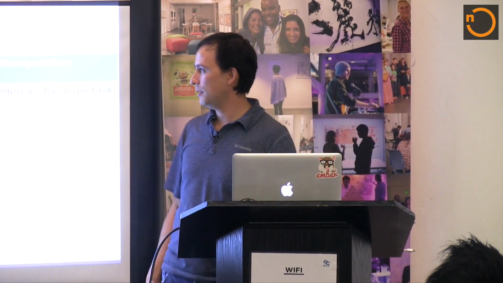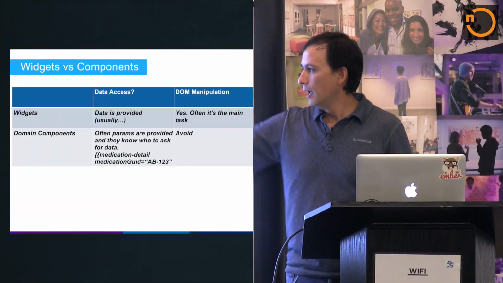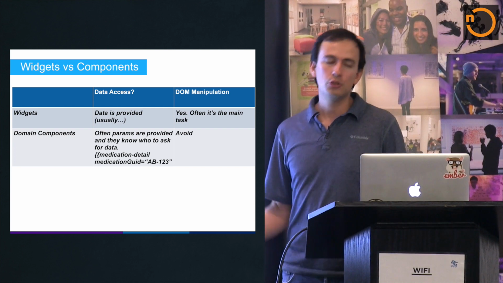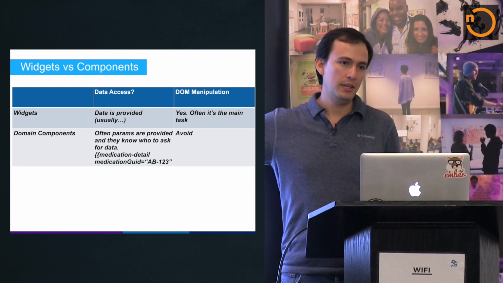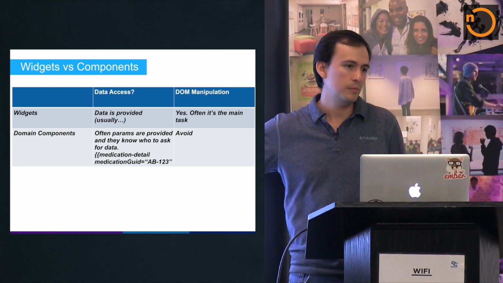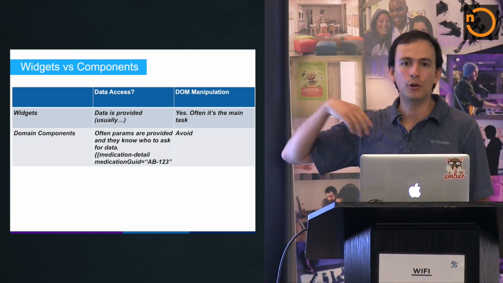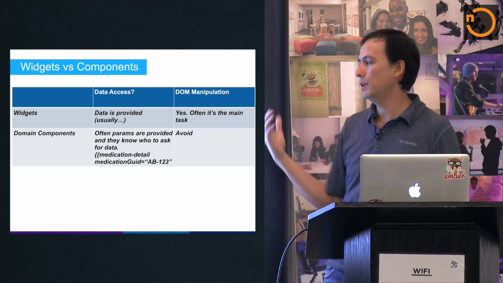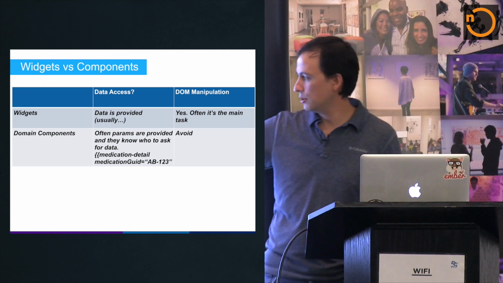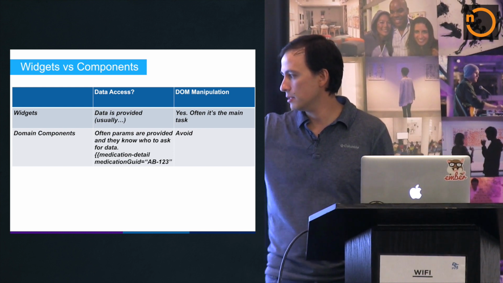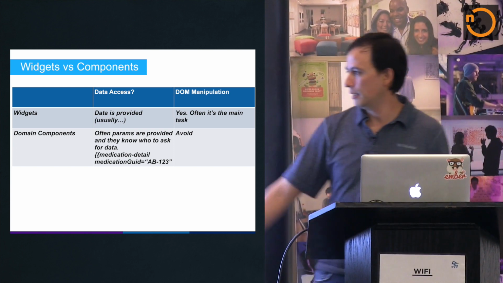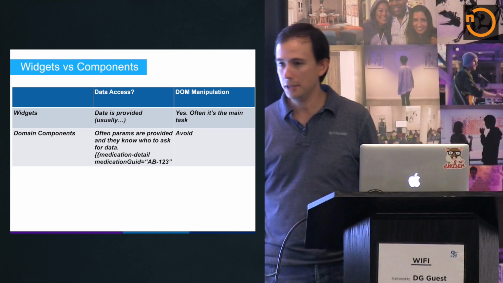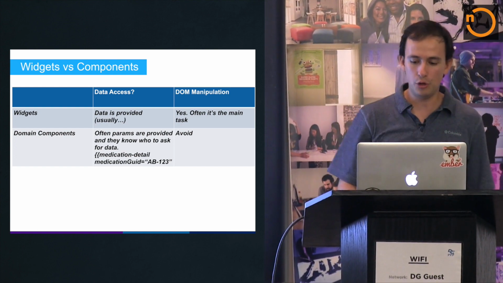So a quick summary on that difference. Widgets, usually the data is provided to those widgets. Some exceptions might be an autocomplete. It might make sense for that one to know how to get more data as you're filtering. Widgets do their own DOM manipulation. We avoid that in domain components. And then for domain components, when it comes to data access, they often just get GUIDs instead of getting their models directly.